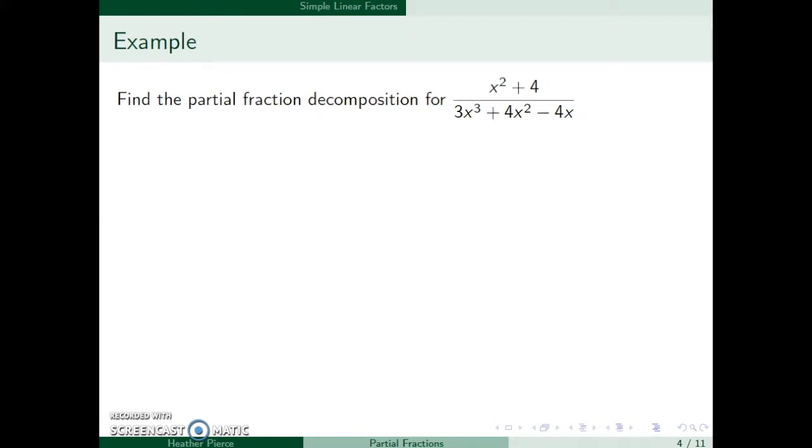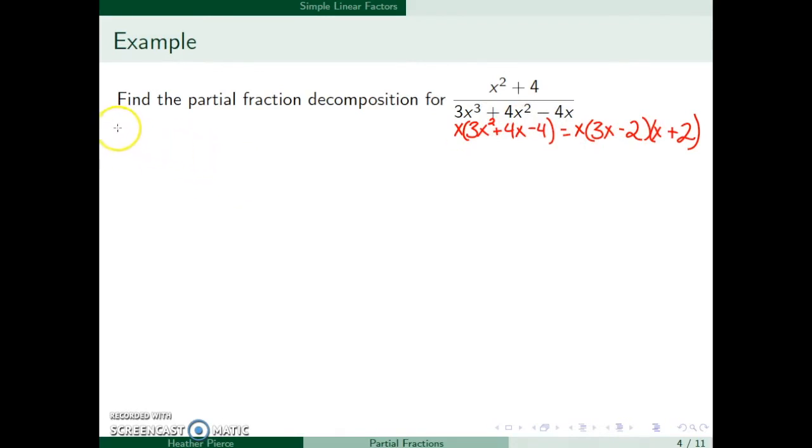So for example, let's find this partial fraction decomposition. So we start with factoring this denominator. We can factor out an x. That'll give us 3x squared plus 4x minus 4. So this is x times 3x, and then we also have an x. We'll have the 2's to multiply to be a 4. We'll have the outside to be positive 6x, the inside terms to give us negative 2x, which will give us the positive 4x in the center.